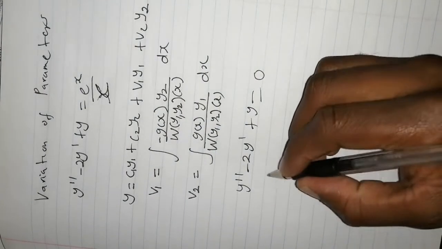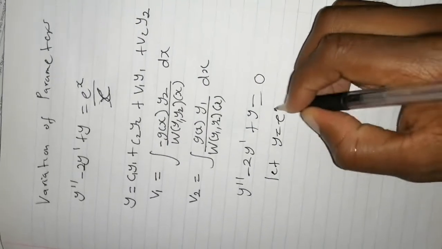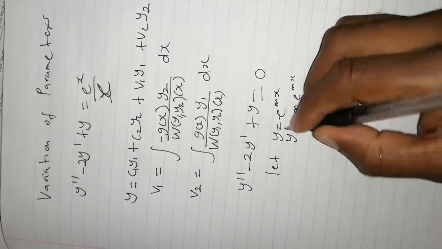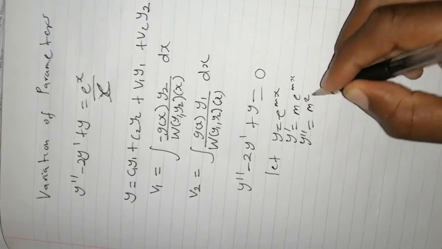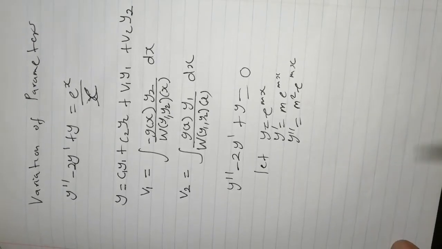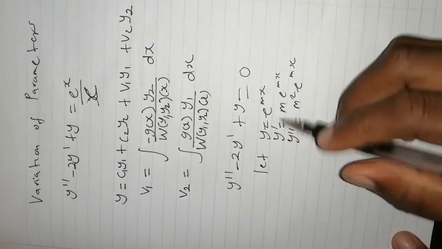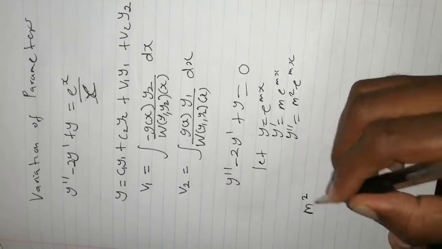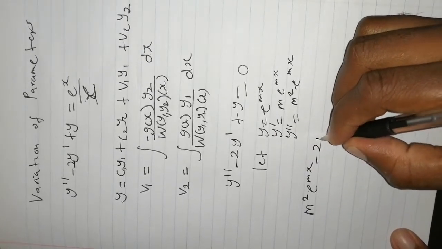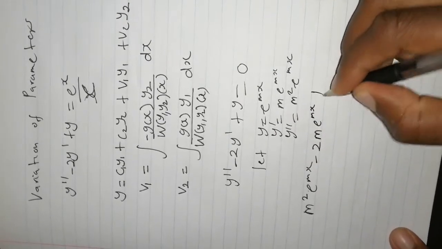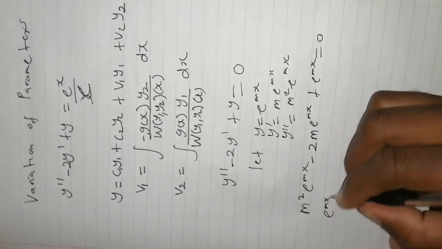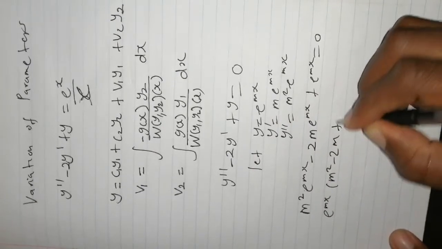So after that, we let y be equal to e to the power mx. The derivative of that is m e to the power mx, and the second derivative is m squared e to the power mx. So from there, what we're going to do is substitute it back into this equation. m squared e to the power mx minus 2m e to the power mx plus y, e to the power mx, equal to 0. From there you take out the common factor, which is e to the power mx, so you'll have m squared minus 2m plus 1 equal to 0.